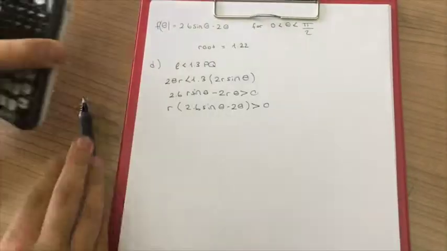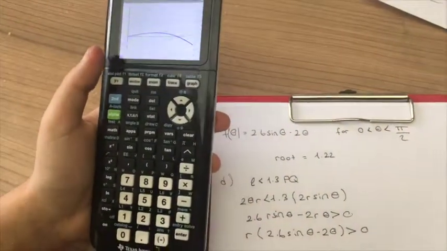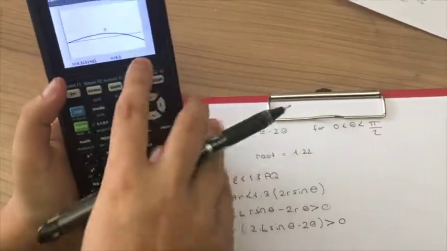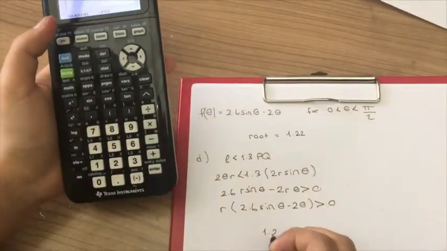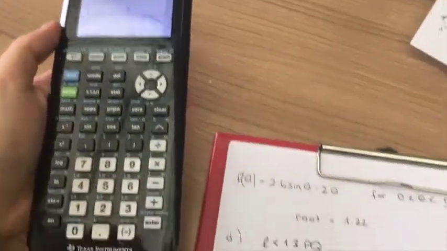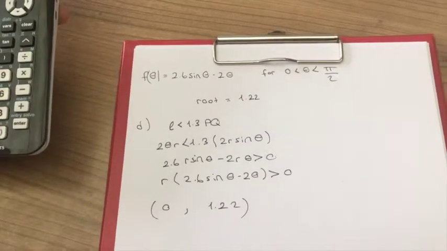So we have the graph right here. To have a positive value in the function, the values can only be between the root that we found, which is 1.22, and 0. So these are the x values in which theta is more than 0.